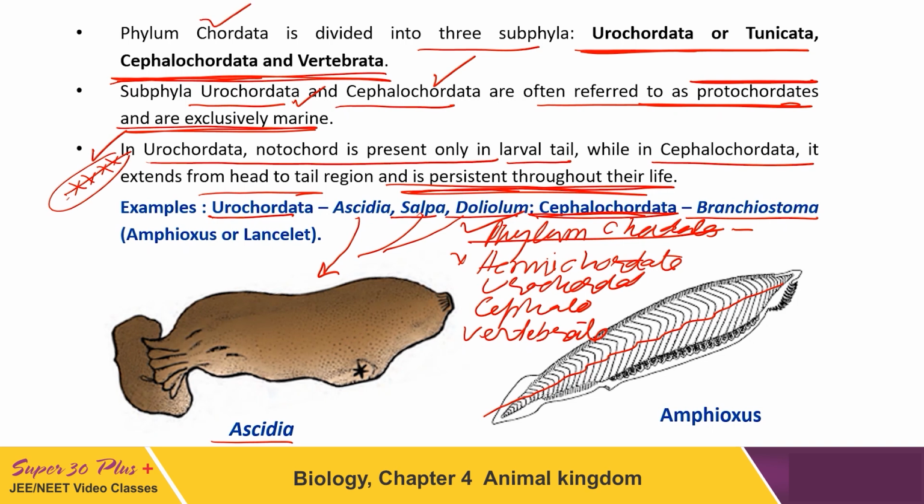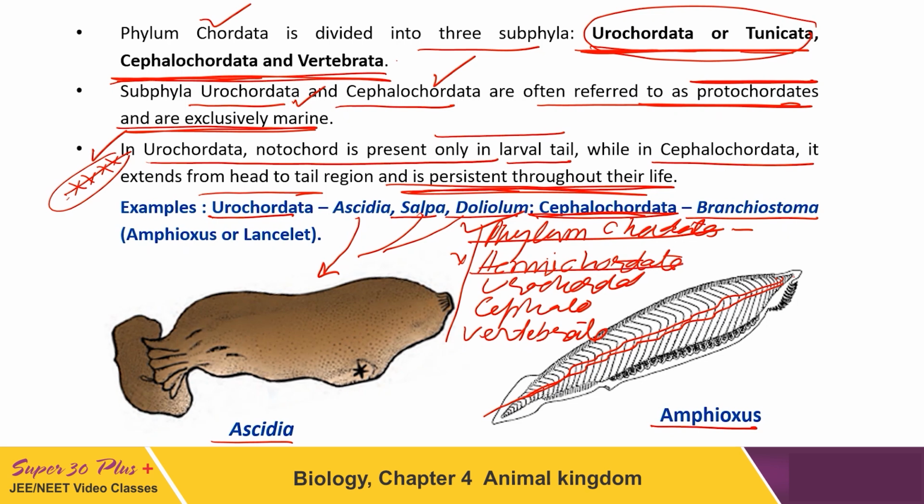Phylum Chordata is divided into the subphyla Urochordata or tunicata, cephalochordata and vertebrata. Why are these known as tunicates? You have to study it in time to come. In urochordates, the notochord is present only in the larval stage, while in this, Amphioxus, which is a cephalochordate, it is present throughout life and from head to tail region. In urochordates it is present only in the tail region and will disappear. Right? An important question came once, I already told you.